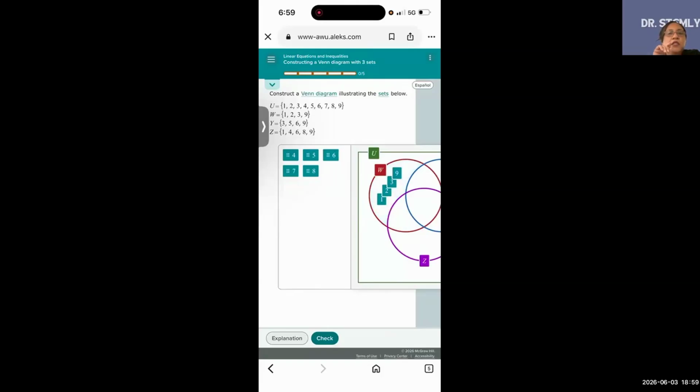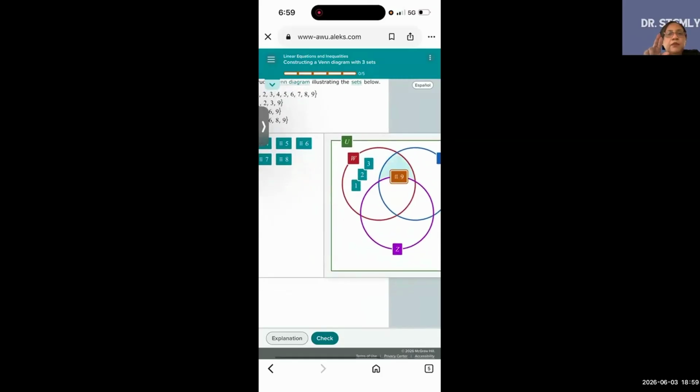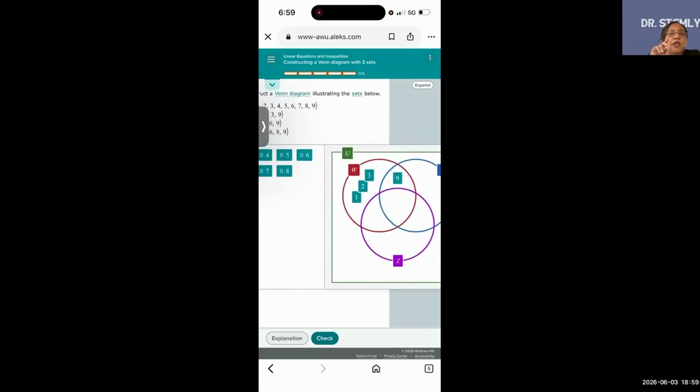Okay. And then Y has 3, 5, 6, 9. So you are going to put 9 into the one that crisscrosses with W and Y. So slide 9 over in between them. Nope, up, up, up one. Yep. And then let me see what Y has in it.